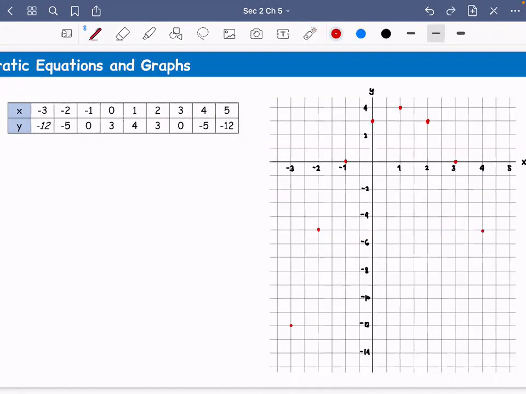And then lastly, we have 5 and -12. So we have 5 and -12. So it's like that. This is where your point is. Okay, so look at this. These two are in one line. So what's the next step?